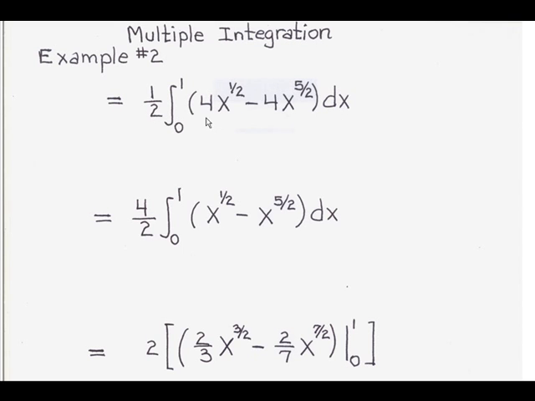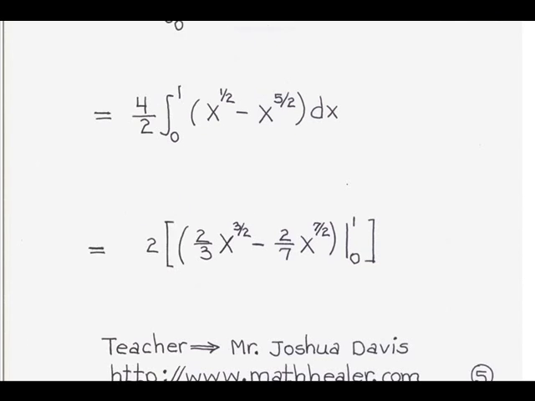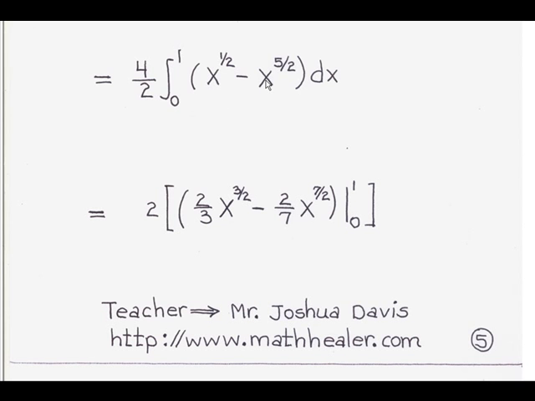We notice that the 4's are common factors for these two terms, so we factor out the 4. After factoring out the 4, we now have 4 divided by 2 times the integral from 0 to 1. Now we're left with x to the 1/2 minus x to the 5/2 dx. Simplifying and taking the integral of these two expressions, we now have 2 times (2/3 x to the 3/2 minus 2/7 times x to the 7/2), and we're going to integrate that from 0 to 1.